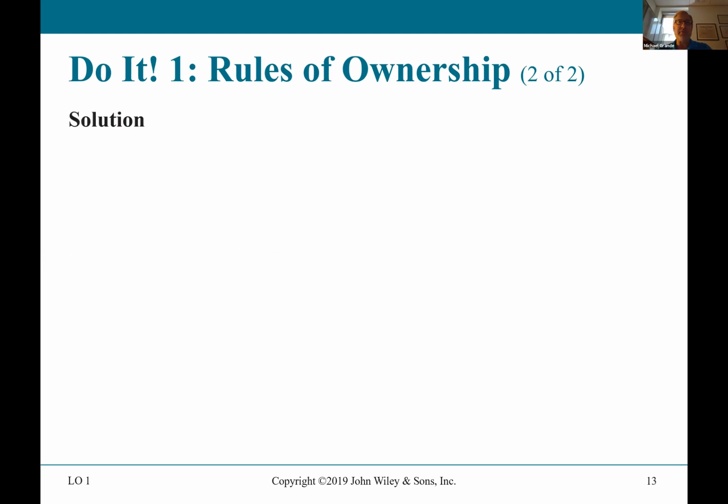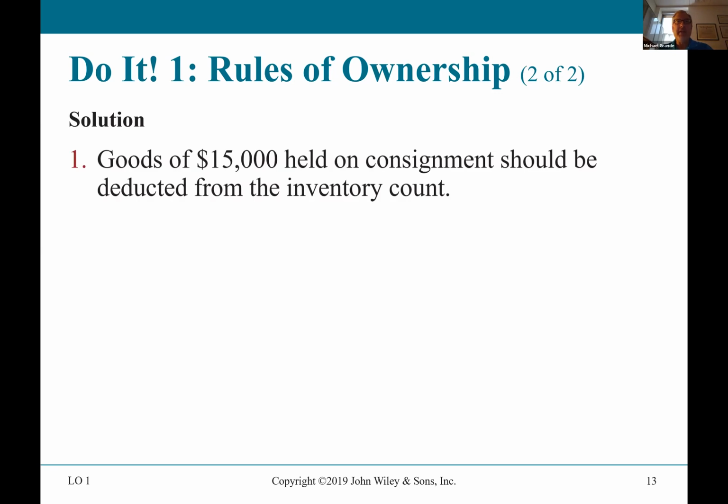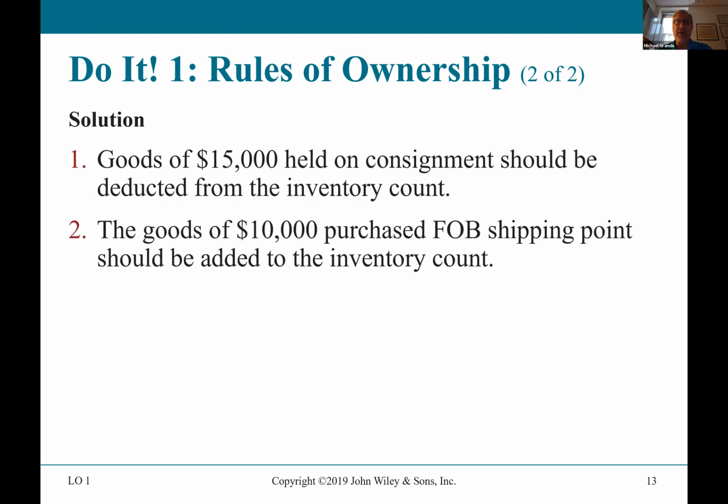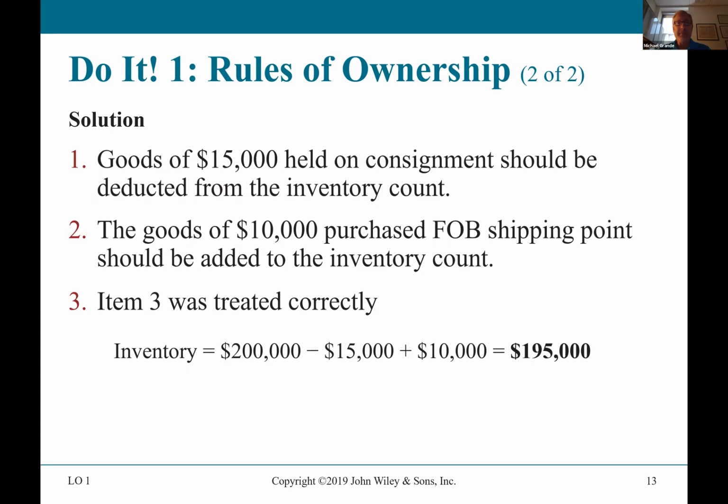Let's look at the solution. Goods of $15,000 held on consignment should be deducted. They don't own it. Number two, the goods of $10,000 purchased FOB shipping point should be added to the inventory count because it was FOB shipping point. And third, item 3 was treated correctly. So the adjusted inventory is 195.